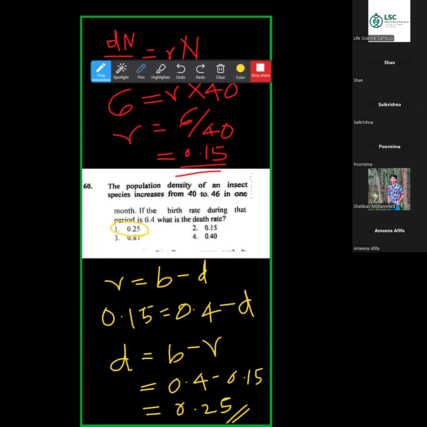Yes, ma'am. 0.15 is equal to 0.4 minus D, right? So D is equal to B minus R. R is equal to B minus D. Okay. Clear, B minus R, clear.